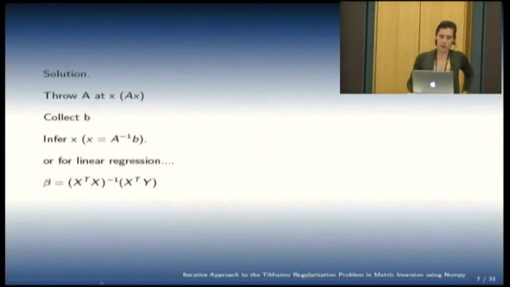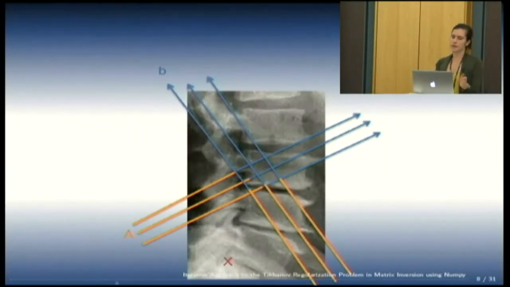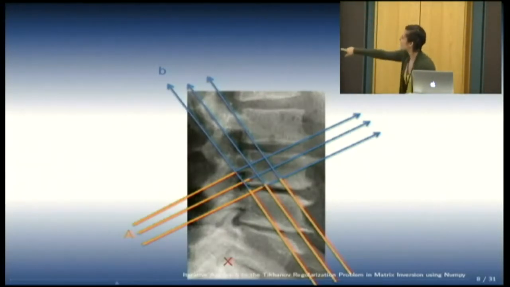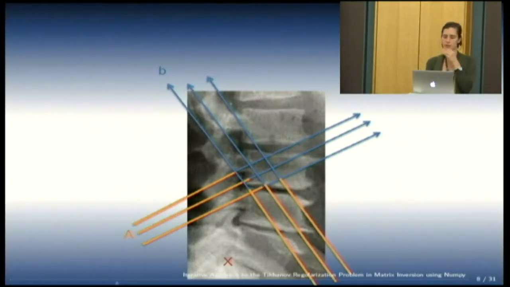So we don't know X, but we can throw A at X. A is going to be rays shot at my back, and each ray is a vector. And we're going to collect B on the other side. Okay, so then all we have is just an inverse problem. It's AX equals B. We want to solve for X. Remember, X is my back, it's the image. So X equals A inverse B. So we need to invert A. Okay, A at my back, B on the other side, X is the image. We want to solve for X.